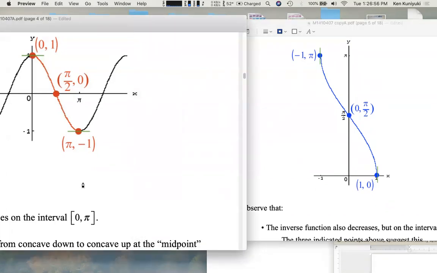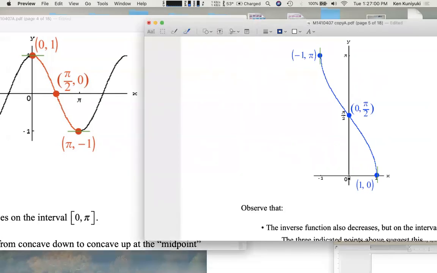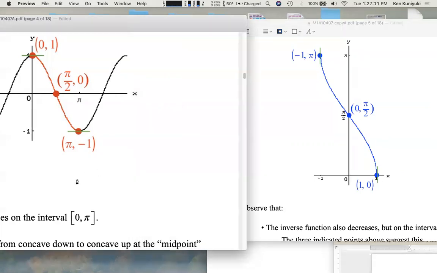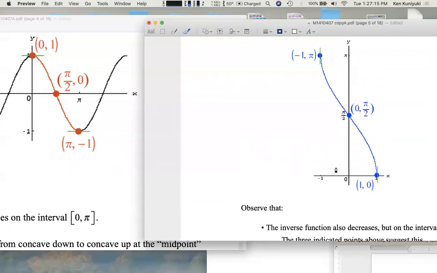Again, domains and ranges switch. The domain from 0 to pi becomes the range from 0 to pi on the y-axis. That's why this graph never falls below the x-axis here, because the values in the range are non-negative. Likewise, the range from -1 to 1 here becomes the domain from -1 to 1 here.